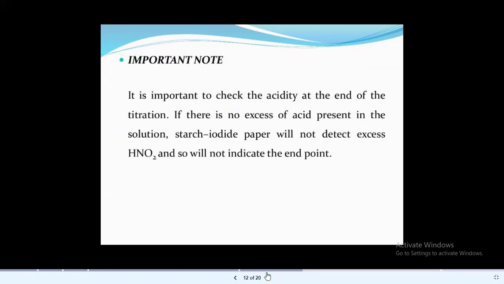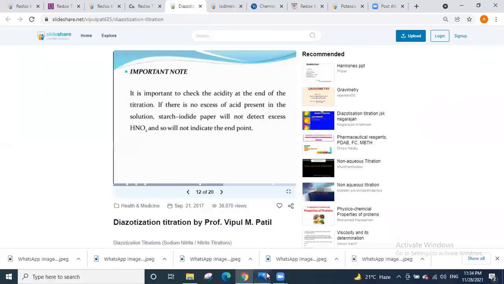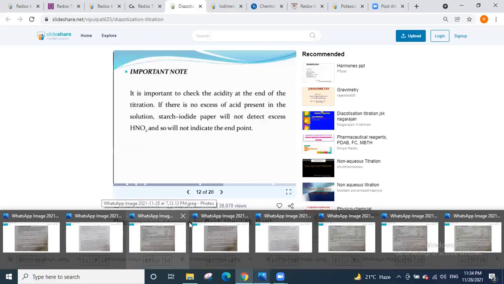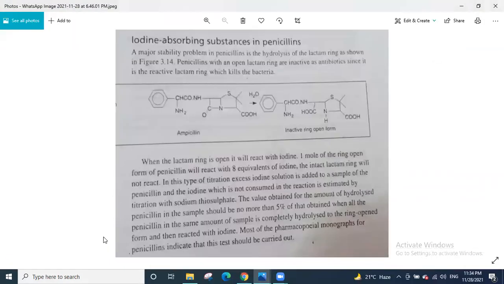This is all about the diazonium titration. And I also want to share that iodine is also used to find out the penicillin, how much of the penicillin is present in the active form. We know that penicillin contains a beta-lactam ring, a 4-member ring, and the beta-lactam ring is a very unstable one that can easily be hydrolyzed. So if it is hydrolyzed, it will open, and it is the inactive one.